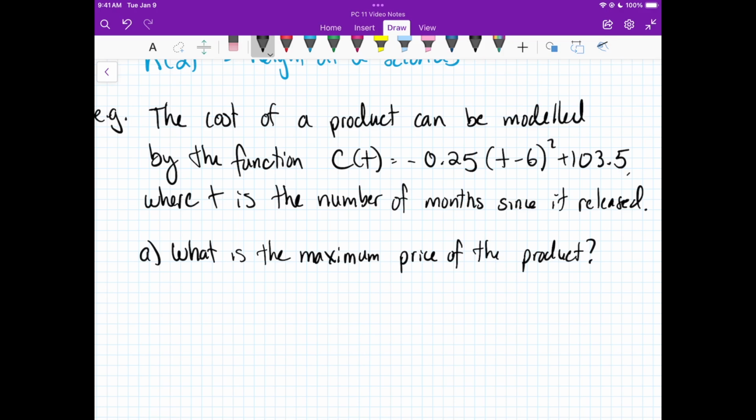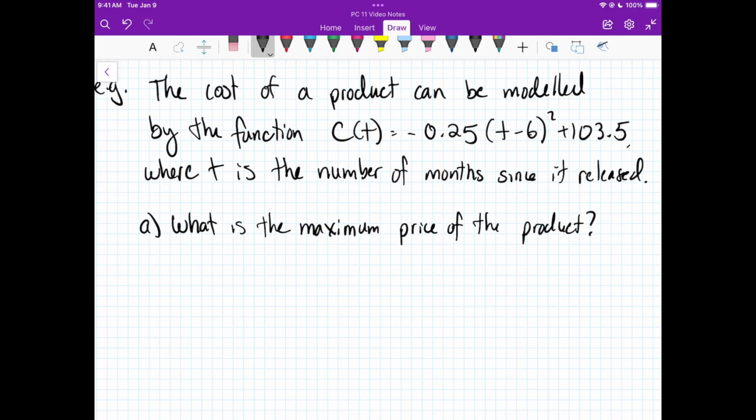Okay, so when we're looking at maximum price, a really good idea is just to kind of maybe sketch this out real quick. So t minus 6 squared plus 103.5, our vertex is going to be at, well, 6 and 103.5, which will be somewhere here. We know the graph is going down. It's going to look something like this. Specifics don't really matter. What does matter is the fact that we want the maximum price.